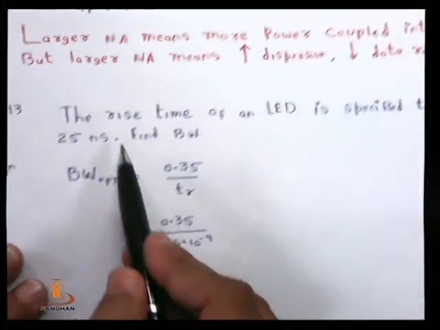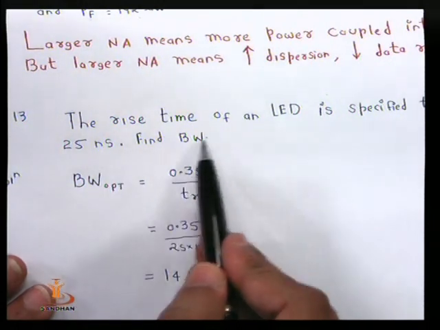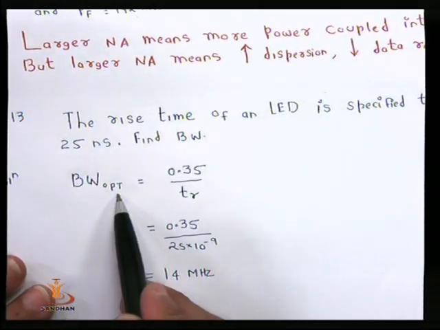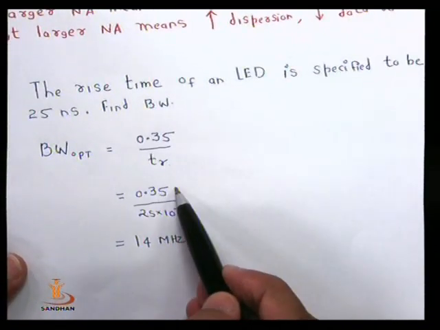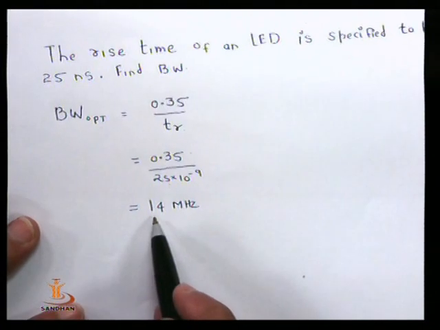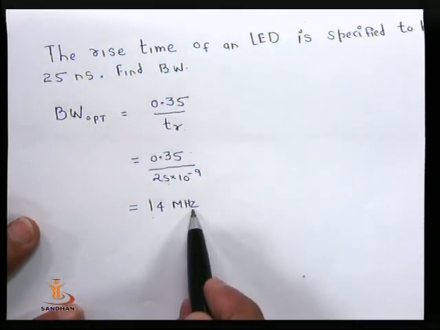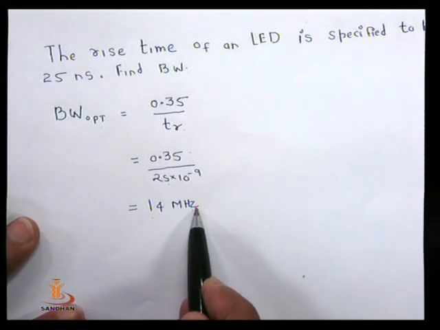The rise time of an LED is specified to be 25 nanosecond. Find the bandwidth. Optical bandwidth equals 0.35 divided by TR, is the formula. 0.35 as it is, and 25 nanosecond is the rise time, so we are getting 14 megahertz as the bandwidth of an LED if the rise time is 25 nanosecond.